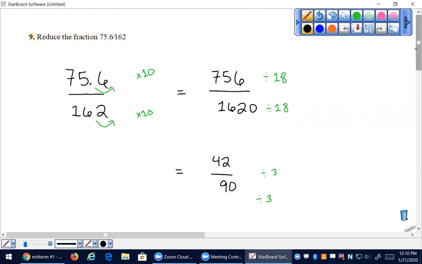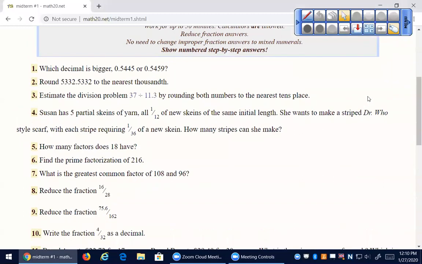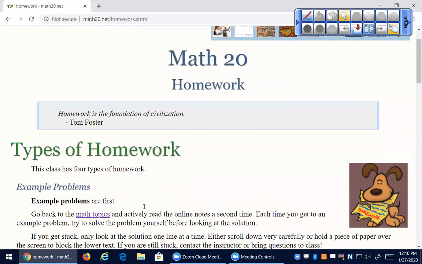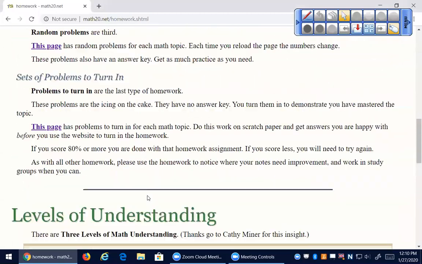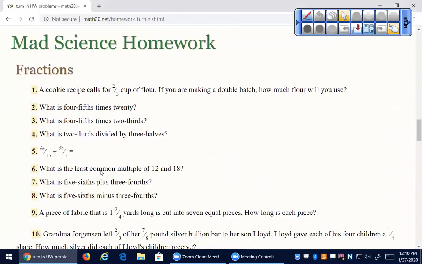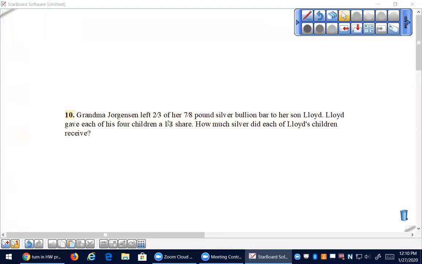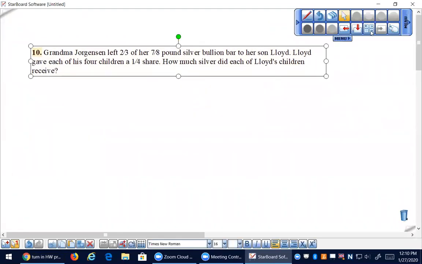Okay, another question. Number 10 on the fractions from last lesson. So turn-in problems, not shape-shifting, but here. Ah, yes. Every term people want this one.